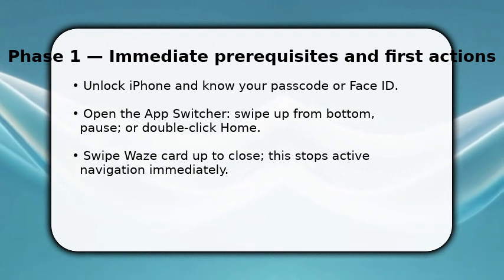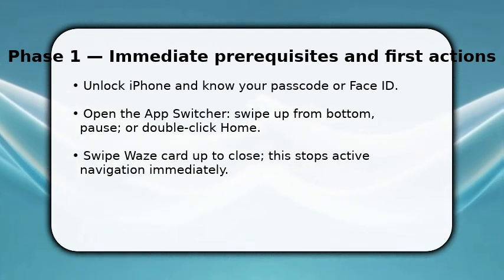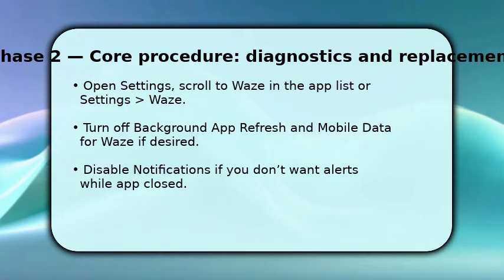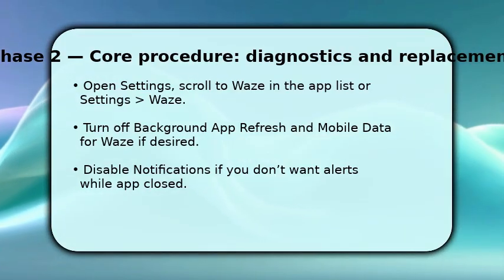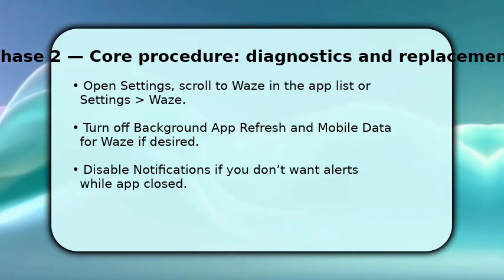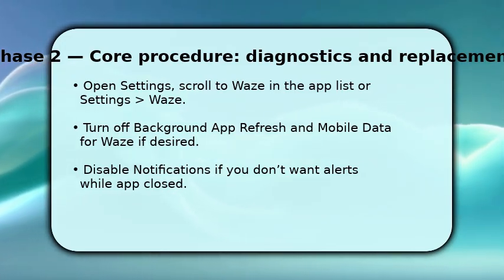Now, go to Settings and find Waze in the app list. Tap it to see permissions. Turn off background app refresh so Waze can't update or run tasks when closed, and toggle cellular data off if you want no network activity.